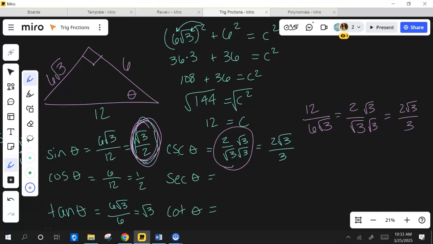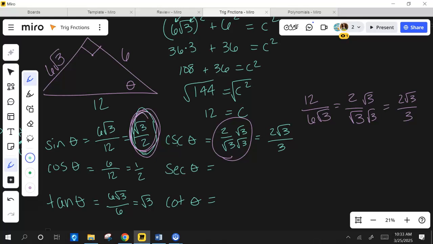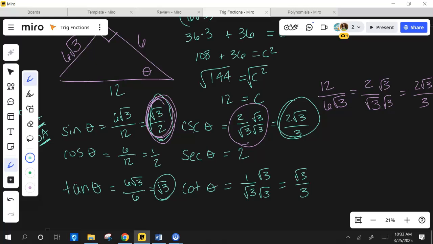Yes. So, I think y'all are jumping ahead to tangent. You get secant is 2. That's the flip of cosine. But cotangent, if it's square root of 3, and I flip that, I get 1 over square root of 3. And so I can't have that radical in the bottom again, so I multiply by root 3, and I get square root of 3 over 3. So here's my 6 trig functions. 1, 2, 3, 4, 5, 6.